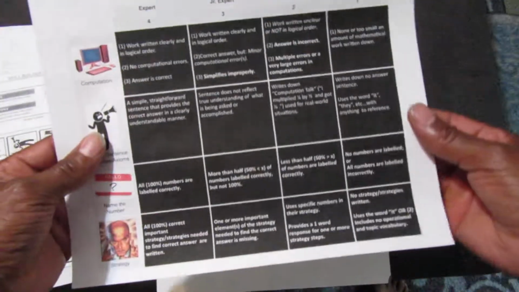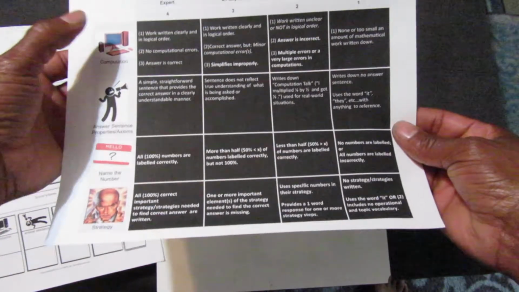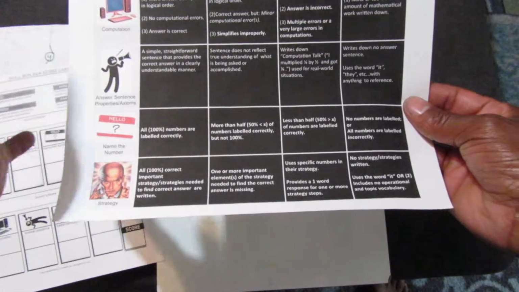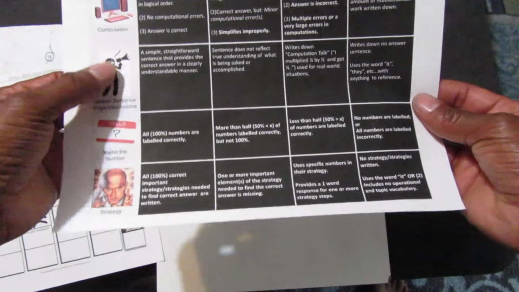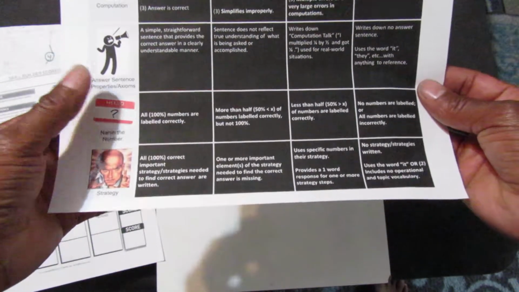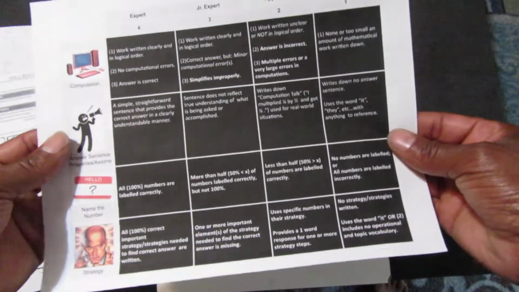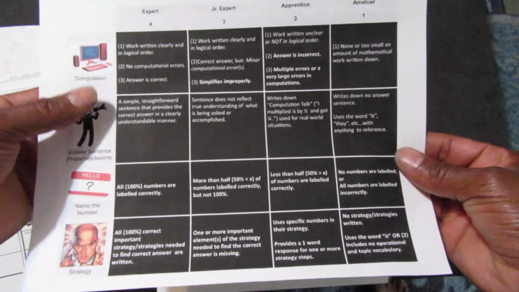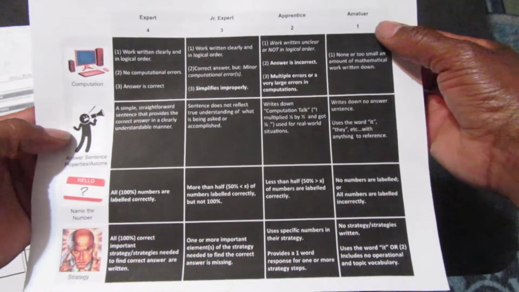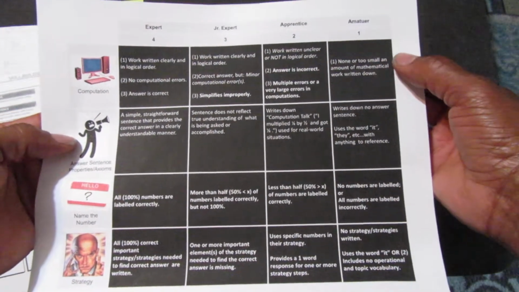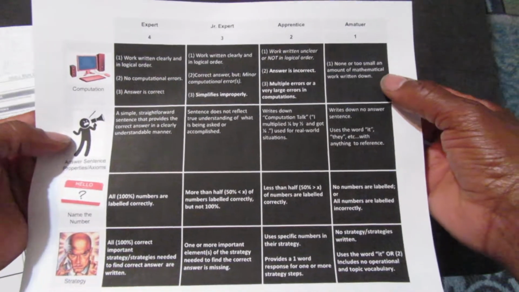The scoring rubric right here is based on computation, answer sentence, properties, and so on, but we're just worried about answer sentence, naming a number, that's just labeling numbers, and then strategy. So let's talk about each one of these areas. If a child's doing computation, they would score 1 point, being an amateur, if there was none or just too small an amount of mathematical work written down.